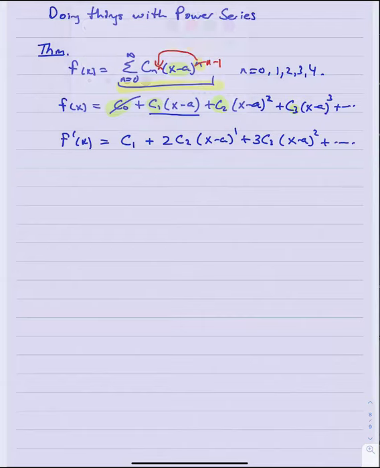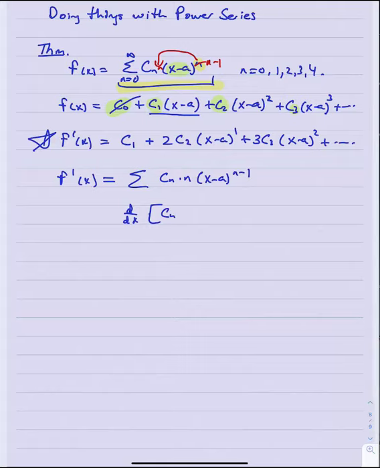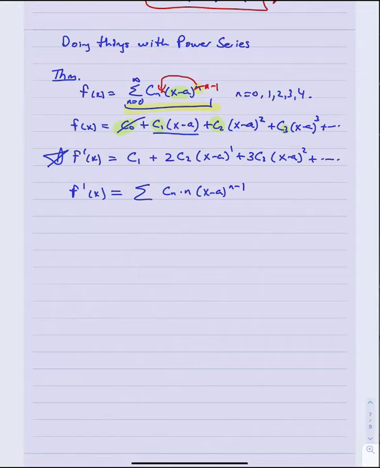All right, so if you look at the pattern and what we just did on this line, I think you'll agree that if the derivative is going to exist, the definition that would make sense would be n times c sub n times x minus a to the n minus 1. And that's really where I'm just thinking the derivative of something like c sub n times x minus a to the n, well, the derivative with respect to x should just be n c n x minus a to the n minus 1. And what this theorem is going to say, when I write it up here in a second, is that this is precisely the derivative of this function.